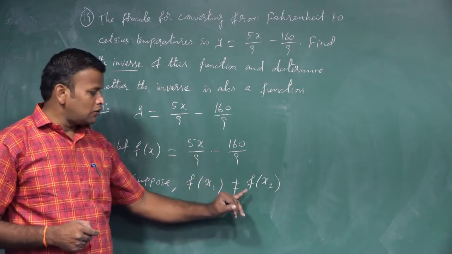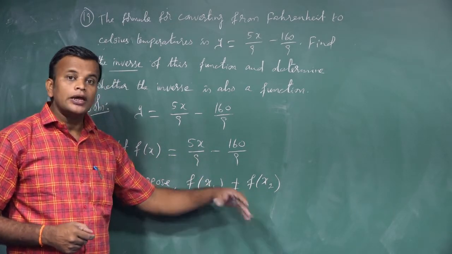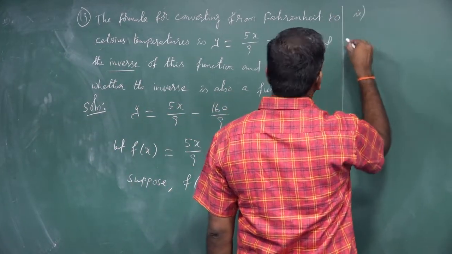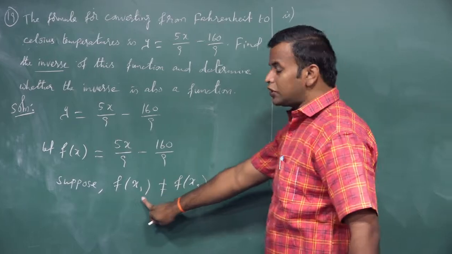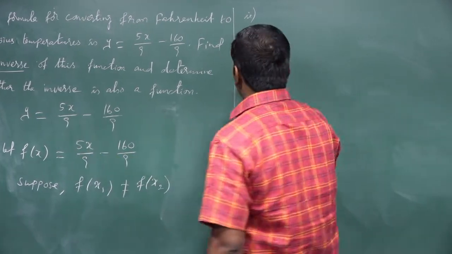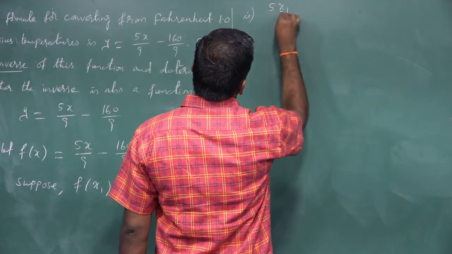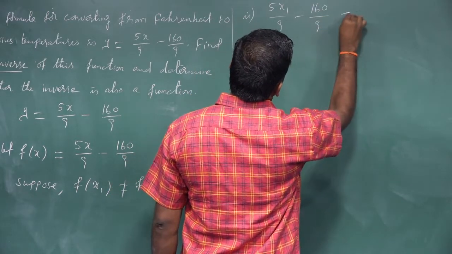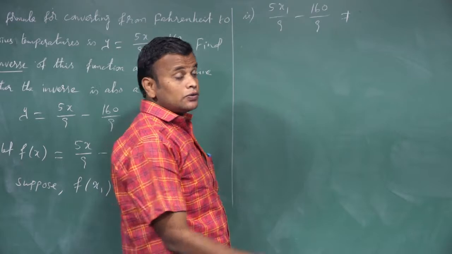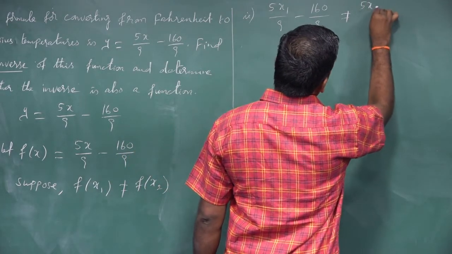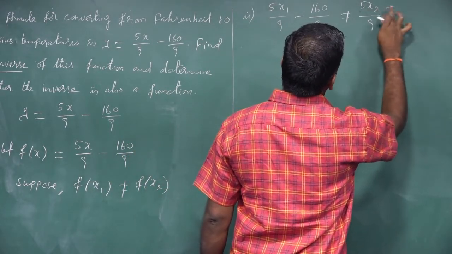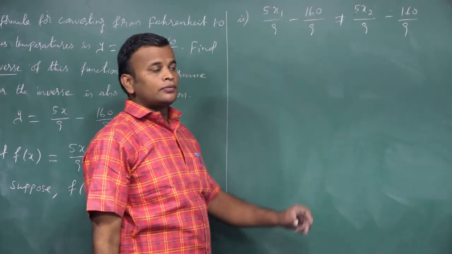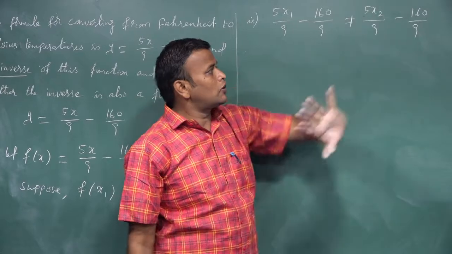What is the value of f of x2? We replace x by x2. That is f of x1 value. Now I write f of x1 value: 5x1 by 9 minus 160 by 9 is not equal to 5x2 by 9 minus 160 by 9. f of x1 is not equal to f of x2.